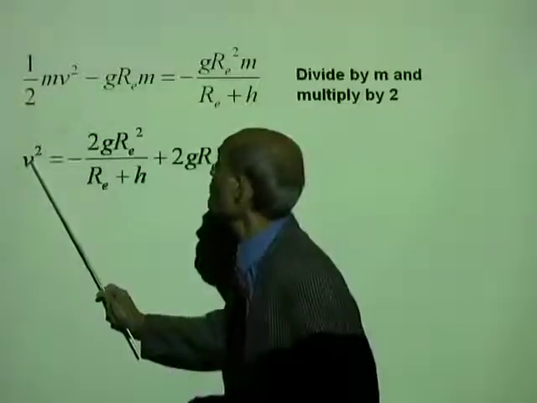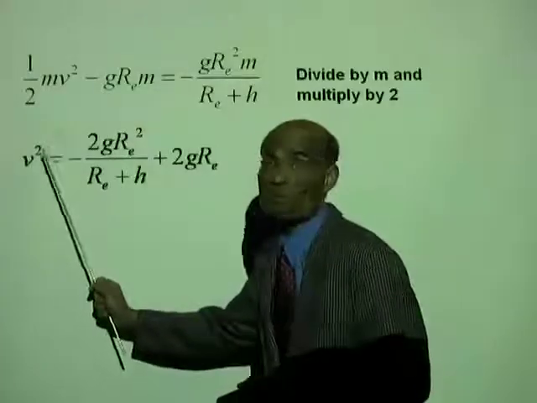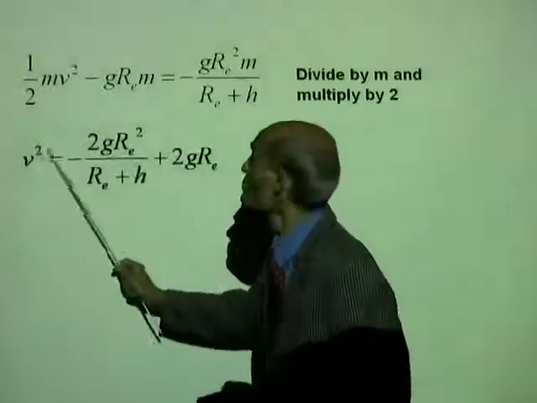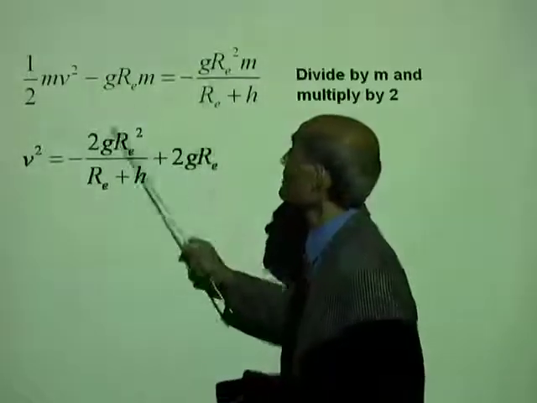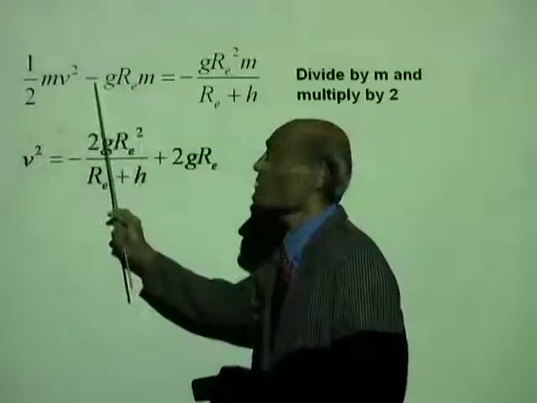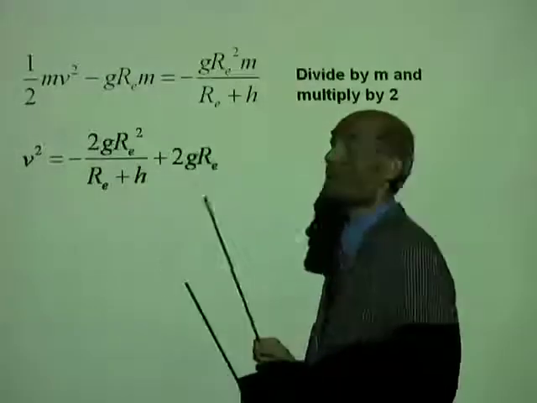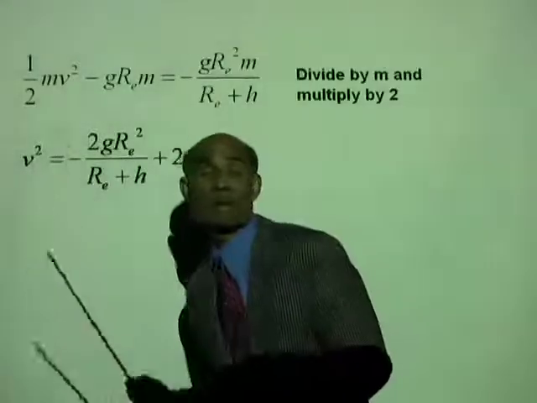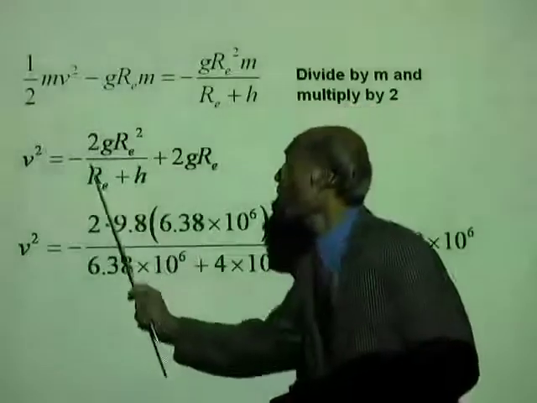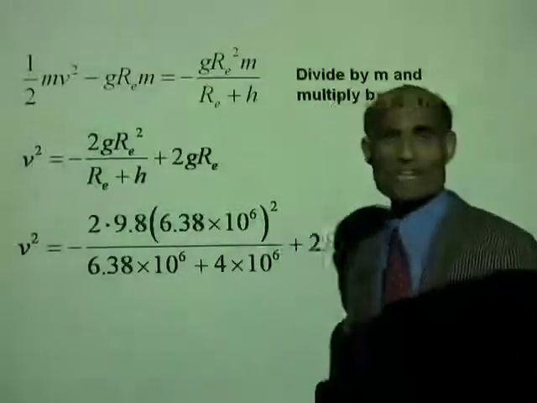So, therefore, v squared equal to, now what I did is, I also did one more thing. I moved this term to the right side. So, v squared equal to, I'm going to write this term first, 2gR_E squared over R_E plus h, and moved that term to the right side, plus 2gR_E, so that I have v squared alone on the left side. And now, let's put all these values. That is the challenging part, is that right? Putting them all on your calculator.